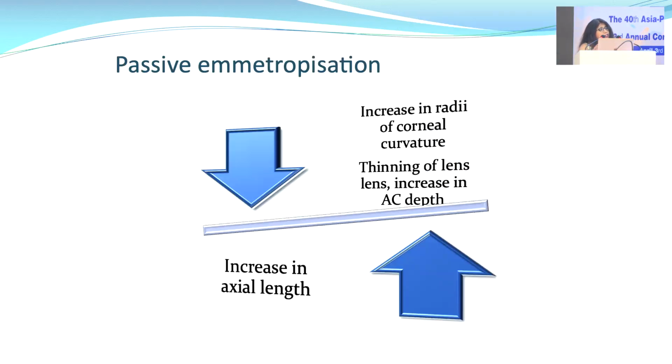But is emmetropization just a passive process? Is it predetermined? Does it happen on its own? There are two components. The passive emmetropization occurs on its own. There is a decrease in corneal curvature, there's thinning of the lens, and there's an increase in axial length.